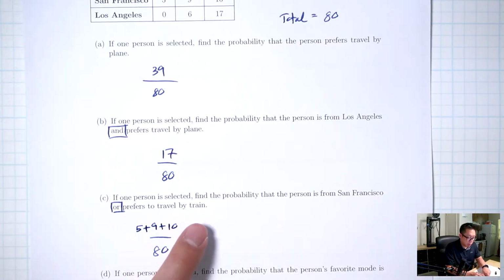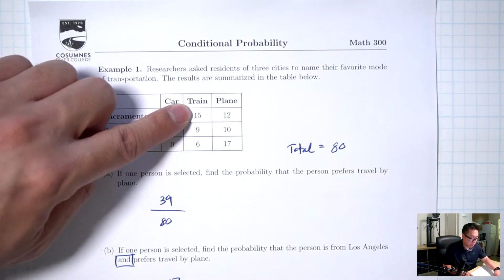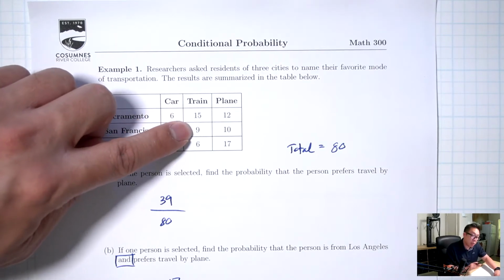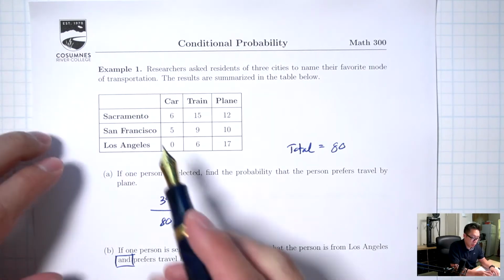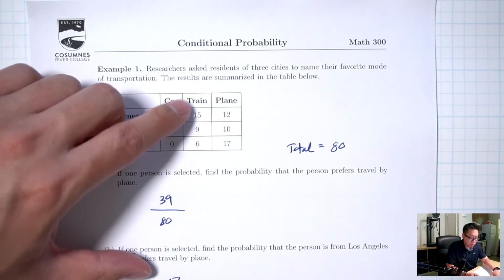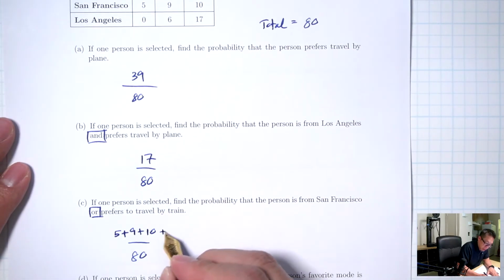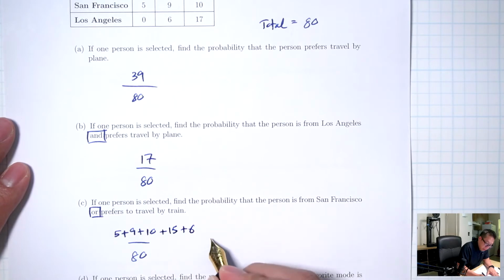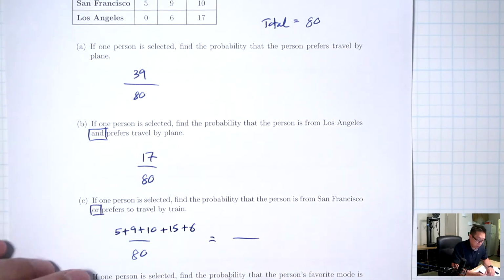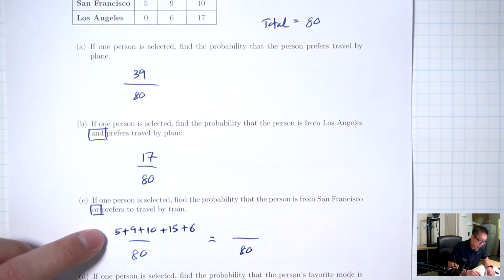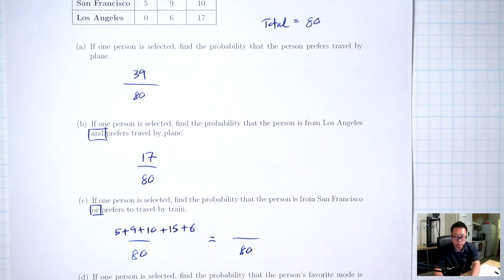And then I'll add on the train numbers, which is 15. The 9, I'm not going to write again, because I already got the 9 when I did the San Francisco numbers, so just the 15 and the 6. So in addition, plus 15, plus 6. Bottom is still 80. Up top, 5 plus 9 plus 10 plus 15 plus 6. That's 45.